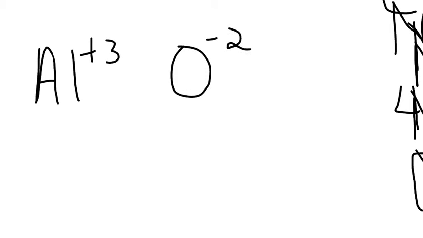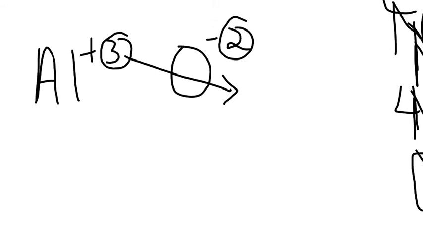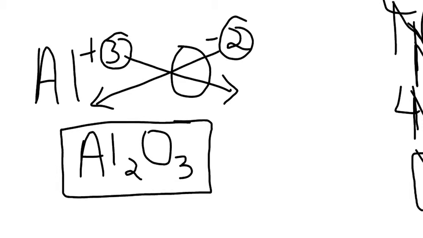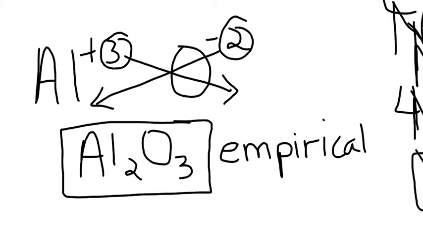Let's do a few more examples. Let's take aluminum, a +3 ion. And let's combine that with oxygen. Crisscross, bring them down, drop the charge, and simplify. Easy. 2 and 3 are not both divisible by the same number, so it's already in its empirical form. It's already in the simplest small whole number ratio. So this is correct.